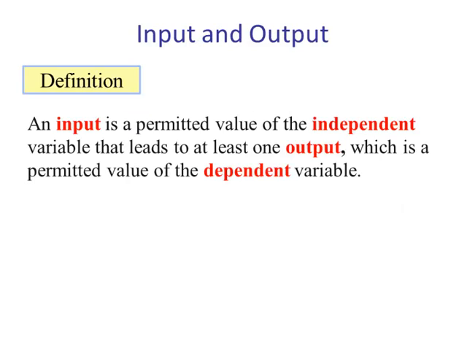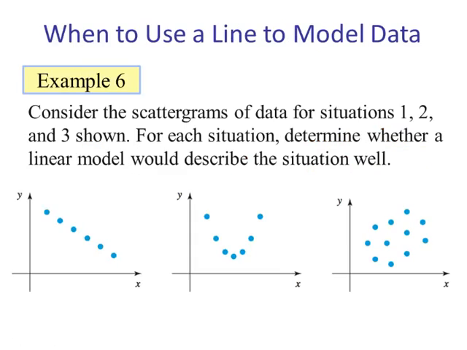Definition. An input is a permitted value of the independent variable that leads to at least one output, which is a permitted value of the dependent variable. So another way of saying input, these are values that we can use for the independent variable that would make sense in the problem. The output is the values of the dependent variable that would make sense in terms of the problem.